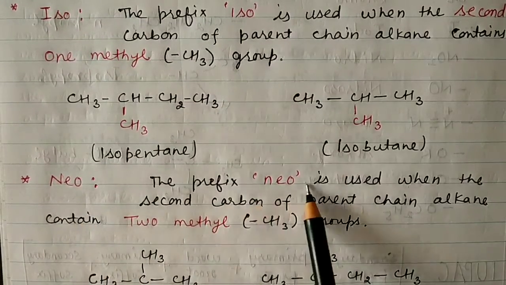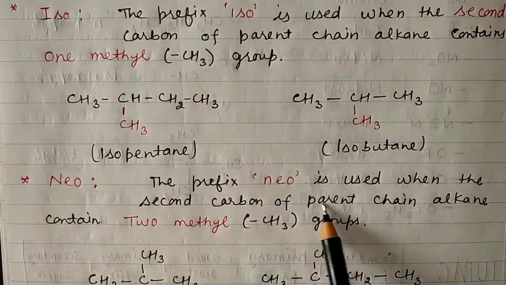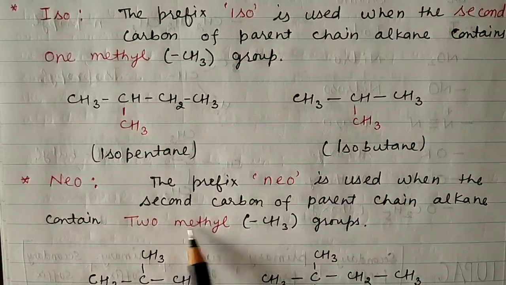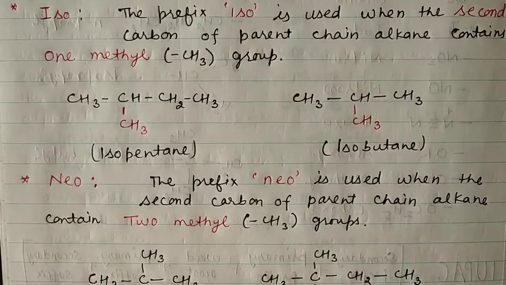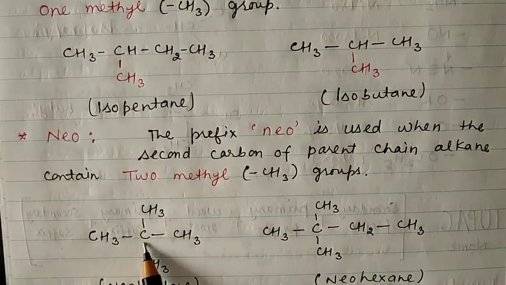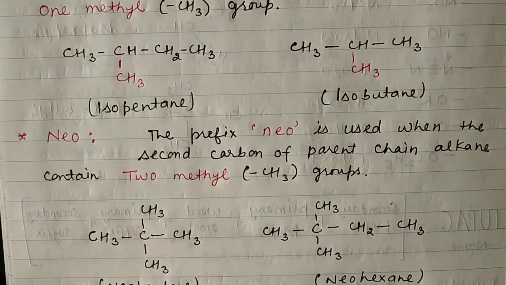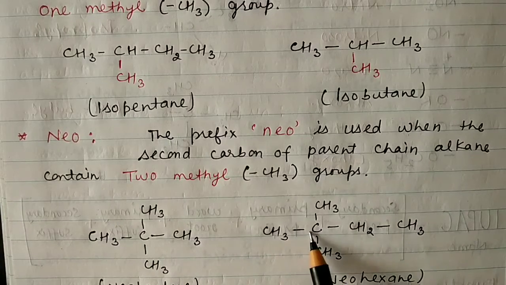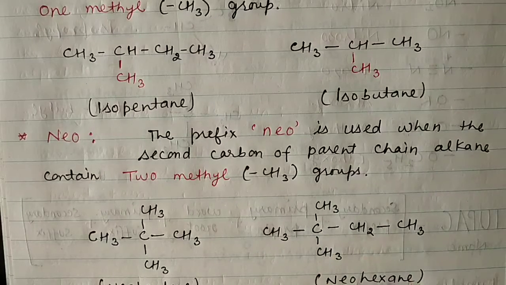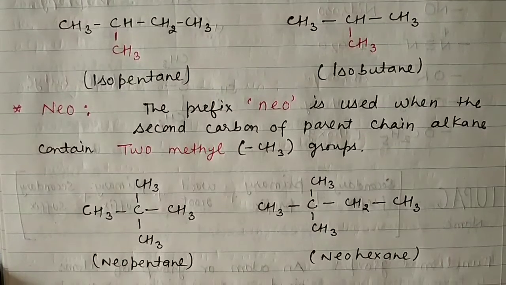Neo: where we have to use neo. The prefix neo is used when the second carbon of the parent chain alkane contains 2 methyl groups. Like this, here this is the first carbon, this is the second carbon, which contains above and below 2 methyl groups. So this is neo. Then count all the carbon atoms. 5 carbons are there with single bonds, so neopentane here. This second carbon contains 2 methyl groups, so this is neo. Total number of carbons is 6, that's why this is neohexane.